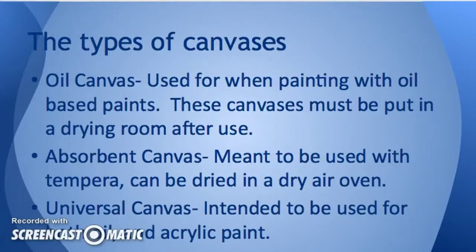The types of canvases. Oil canvas, used for when painting with oil-based paints. These canvases must be put in a drying room after use. Absorbent canvas, meant to be used with tempera, can be dried in a dry air oven. Universal canvas, intended to be used for both oil and acrylic paints.